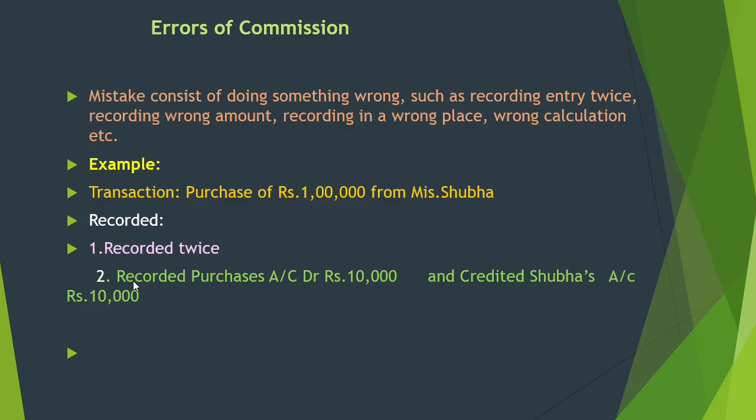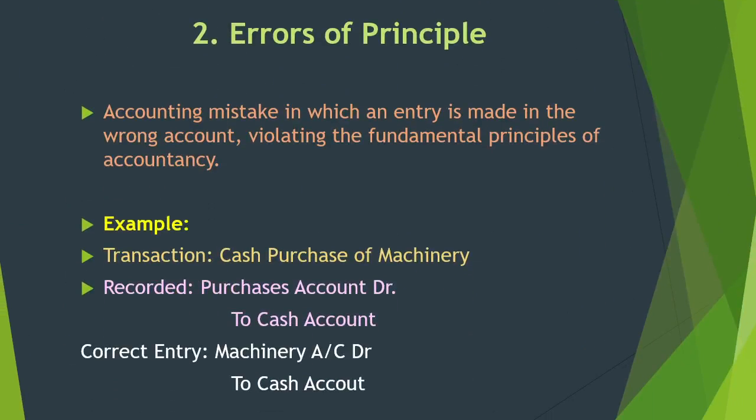And the second error may be like this: recorded purchases account 10,000. We have recorded the entries: the purchase account debits 10,000 to Shubha's account 10,000. But the original amount was rupees 1 lakh. Recorded wrong amount. So these kinds of errors are considered errors of commission. We have recorded the entry, we have not forgotten, but we have recorded it in a wrong way. So errors of omission and errors of commission are the examples of clerical error.